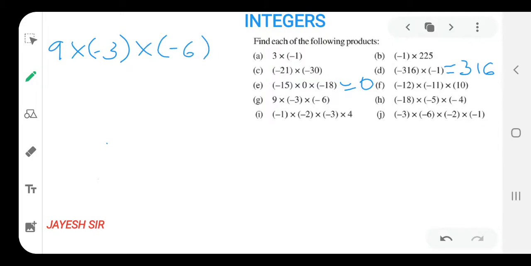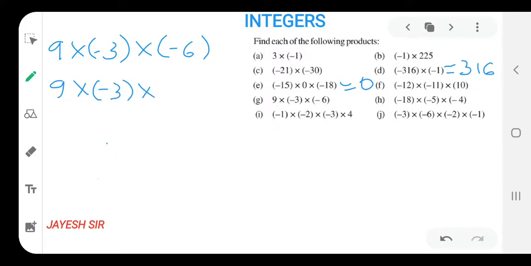This sum can be solved in many ways. If you know the table of 18, then you can directly say 18 nines are 162, which would be your answer. But if you do not know the table, then also we can solve it. I don't say that without knowing the table you are not able to solve it, but you will take a little bit more time if you do not know the table.